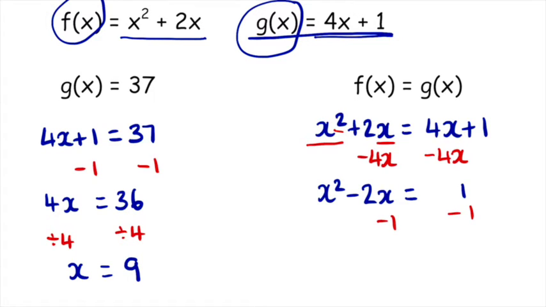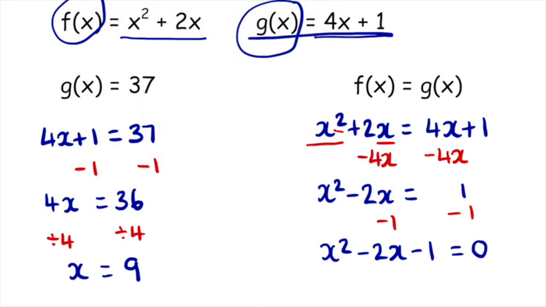Then I can subtract 1 from both sides. And now I've managed to get the equation equal to 0. So I've got x squared minus 2x minus 1, which is equal to 0. And then from here, you're trying to decide if there's any numbers that add together to make minus 2 and can times together to make minus 1. Now, the only numbers that times to make minus 1 are 1 and minus 1. So they're not going to add to make minus 2x.